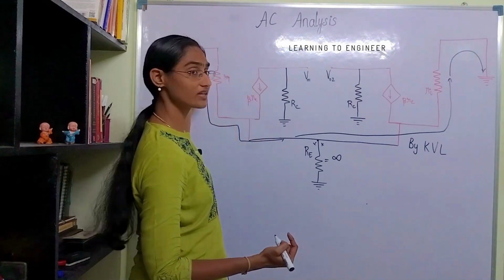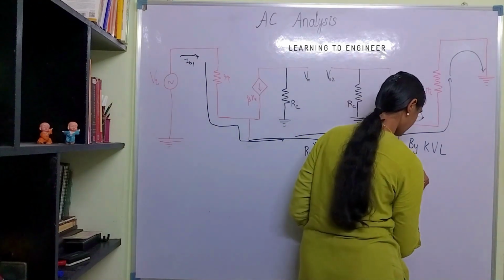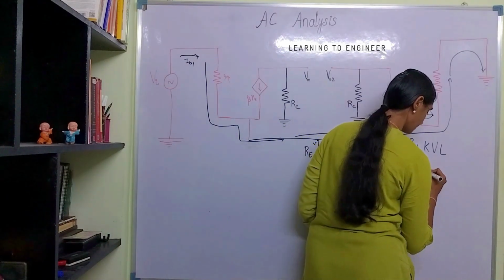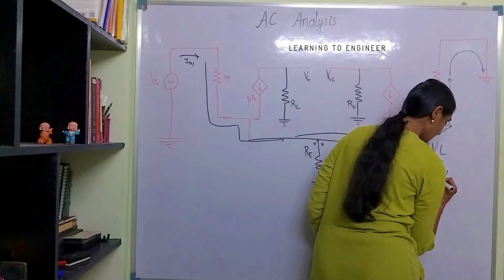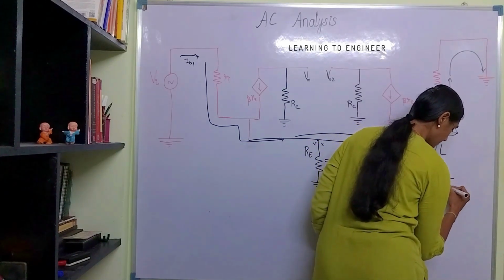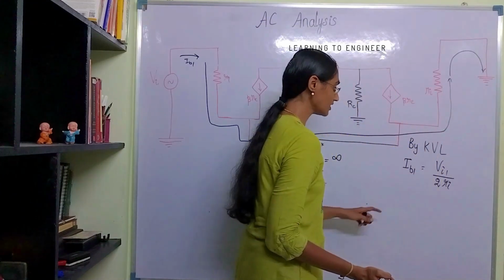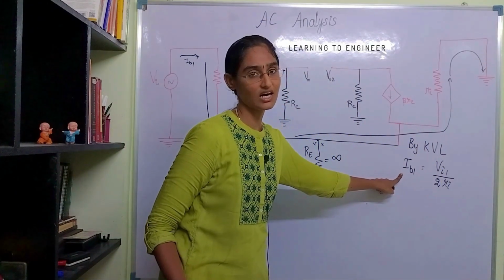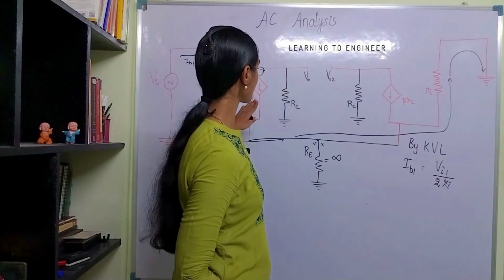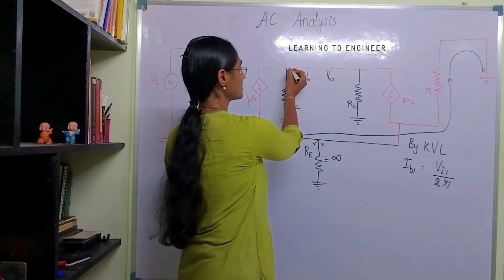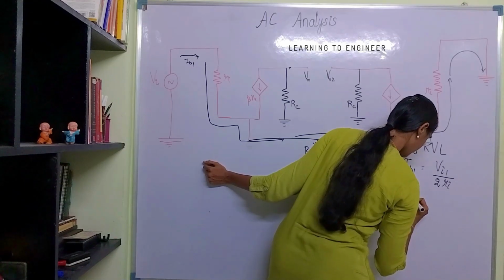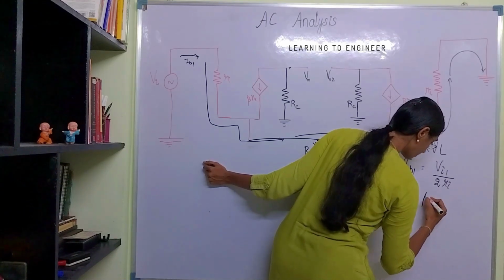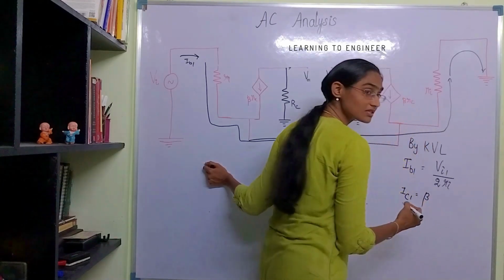So what is the value of the current IB1? IB1 will be the voltage across these points, which is VI1 divided by 2 times Ri. Okay, so this is the value of the current IB1. So what is the collector current? The collector current is this current, right? So what is the collector current? IC1 is equal to beta times IB.